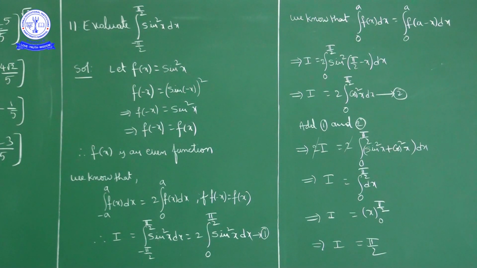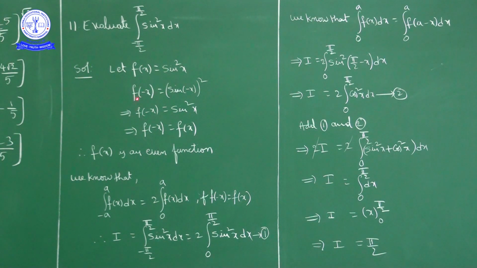Okay, I'll repeat once again. Here the question is to evaluate integral minus pi by 2 to plus pi by 2 sin square x dx. Now whenever you have minus a to a, minus pi by 2 to plus pi by 2, minus pi to pi, in such a case, first check whether the given function is an even function or an odd function. Now here f of x is sin square x. To check, if f of minus x is equal to f of x, the function is even. If f of minus x equals minus f of x, the function is odd.